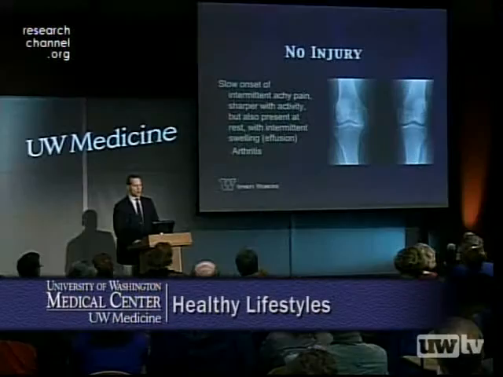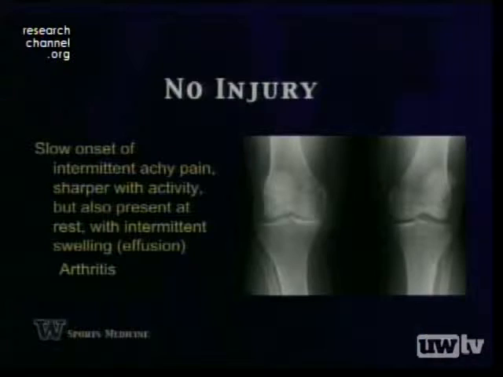The next sort of scenario is the slow onset of an intermittent, achy kind of pain that often gets sharper with activity, but may also be present at rest. And it can be a pretty severe ache at rest and has intermittent swelling, and that's the effusion kind of swelling, the swelling inside the knee joint. And I'm talking about arthritis. And on the right is a picture or an x-ray of a normal looking knee. And on the left you can see arthritis.